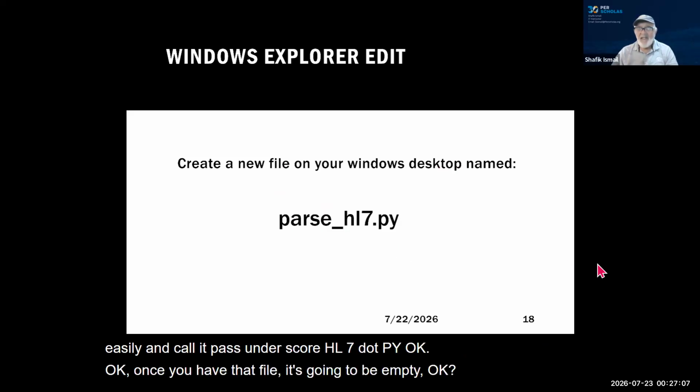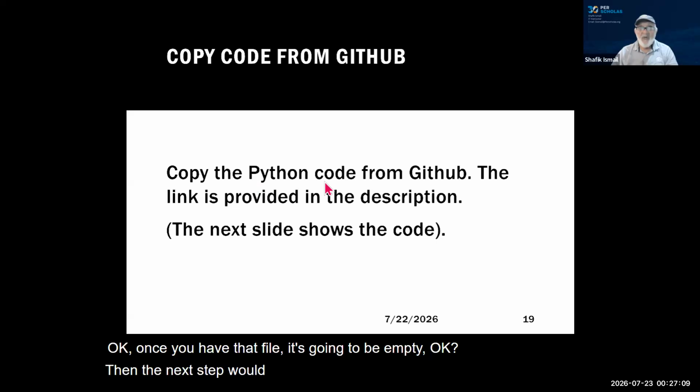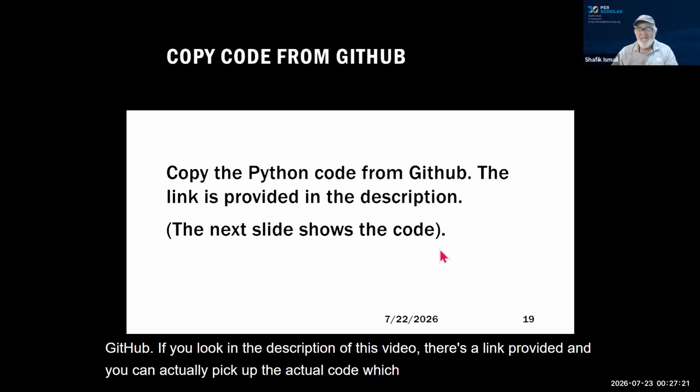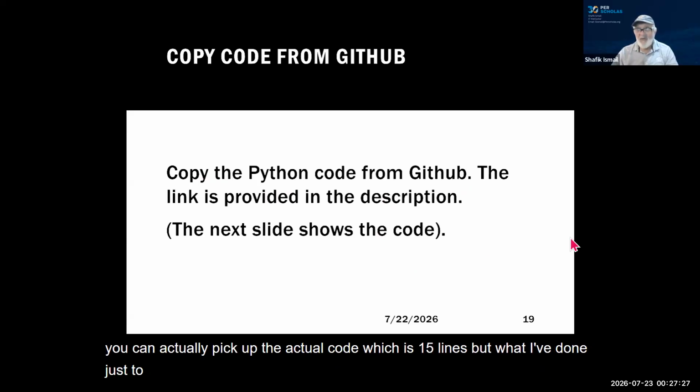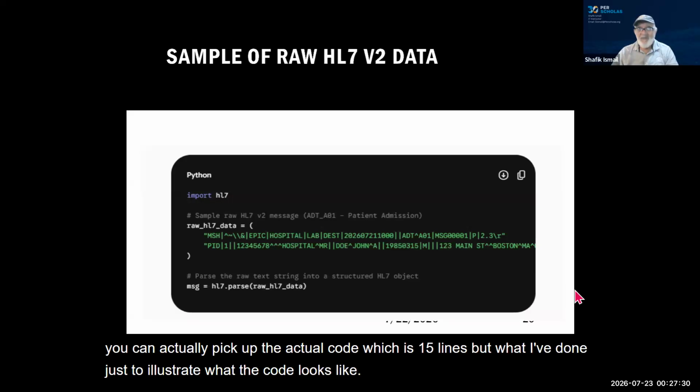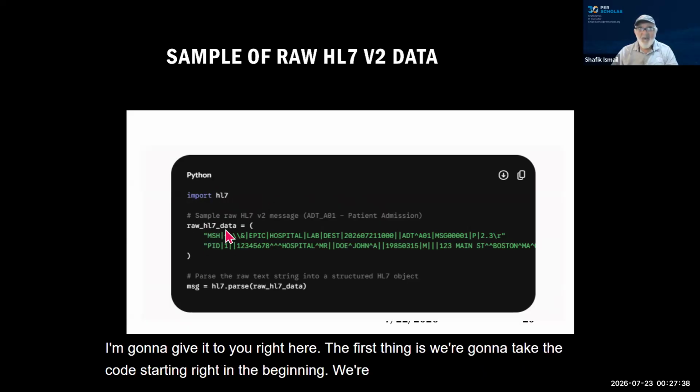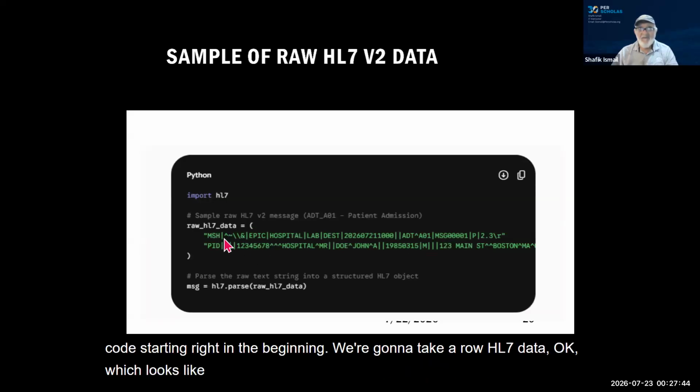The next step is to copy the Python code from GitHub. If you look in the description of this video, there's a link provided, and you can pick up the actual code, which is 15 lines. But just to illustrate what the code looks like, I'm going to show it to you right here. The first thing is we take the raw HL7 data, which looks like this: a whole lot of pipes and carets and other characters.